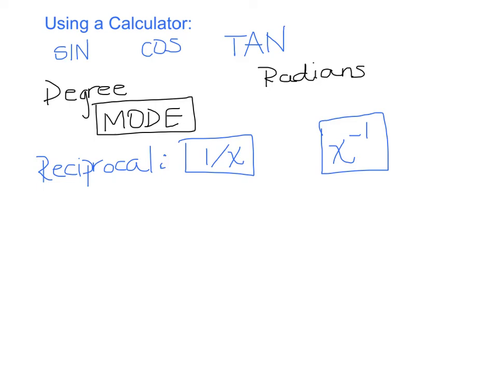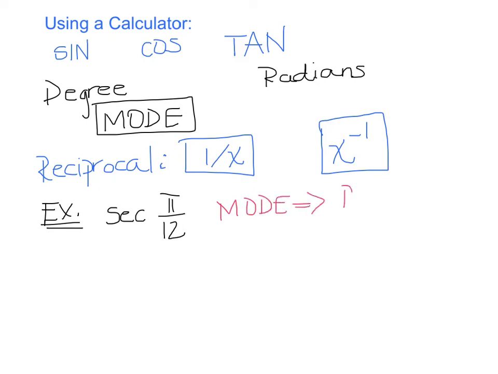So for example, if you had to find, or they ask you to use your calculator to do secant of pi over 12. Well, first of all, you see that this is radians, so you have to make sure you change your mode to radians. So I'm just going to put mode has to be in radians.